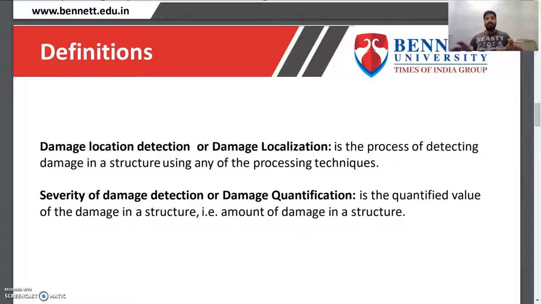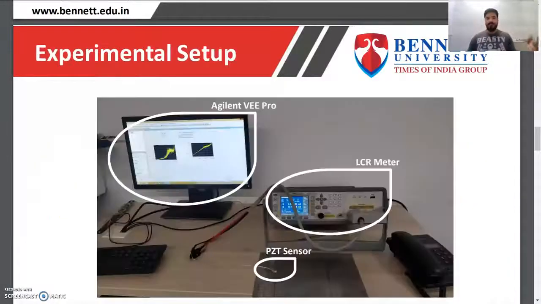Damage detection, localization, damage quantification. Damage localization is pointing out where the damage location is. Damage quantification is how much damage there is.